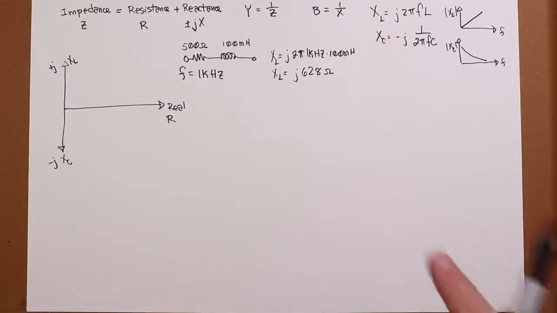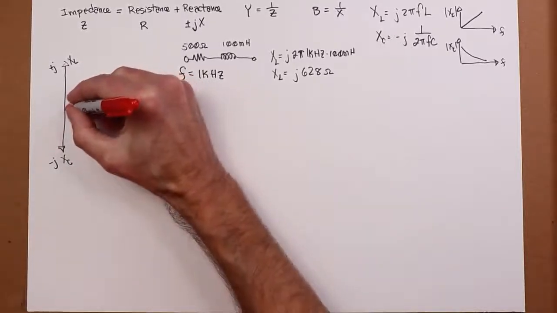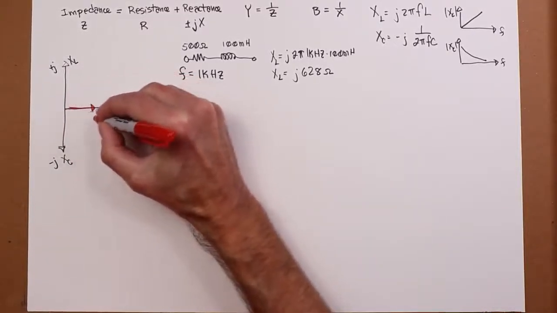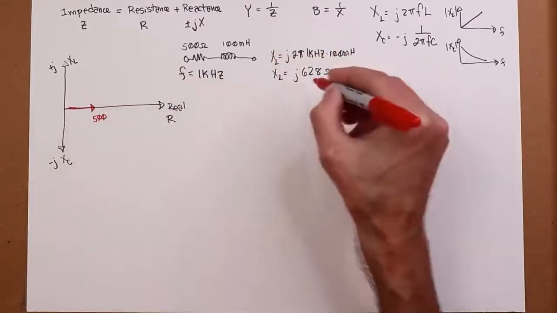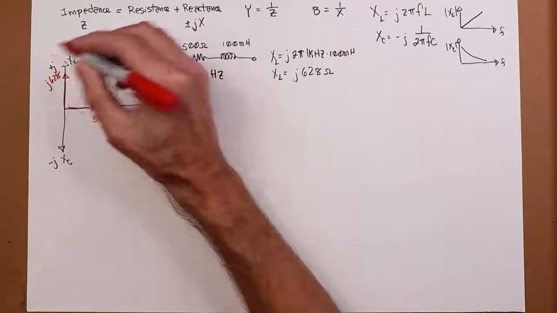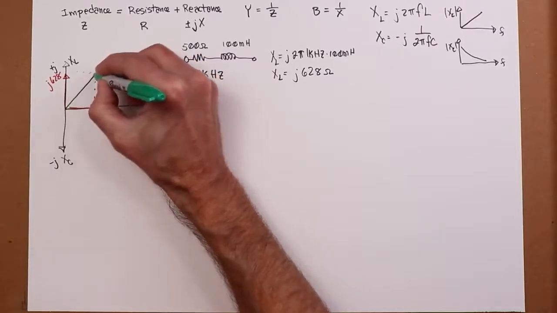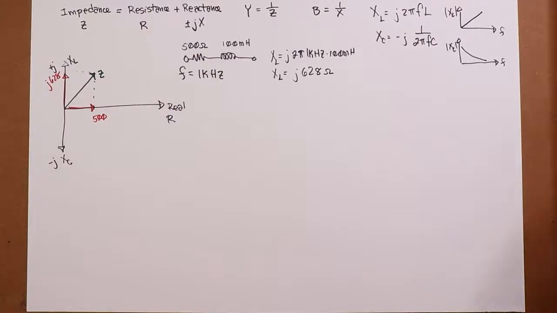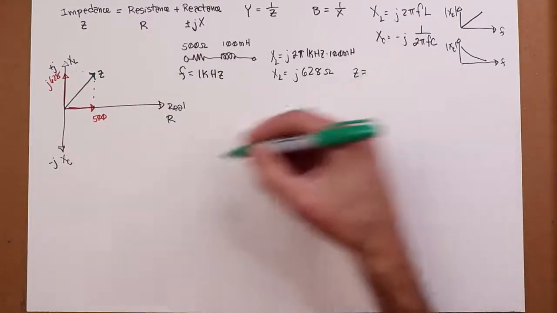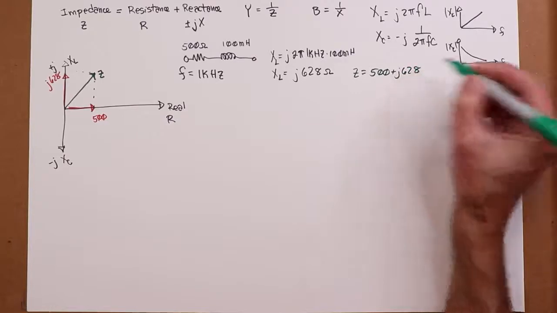All right, so in rectangular form, because it's in series, this is just the addition of these two pieces. Here's my 500, and then we have the X sub L at 628. The combination is this impedance Z. You could put it directly in rectangular form: Z is 500 plus j628, and you're done, in ohms.